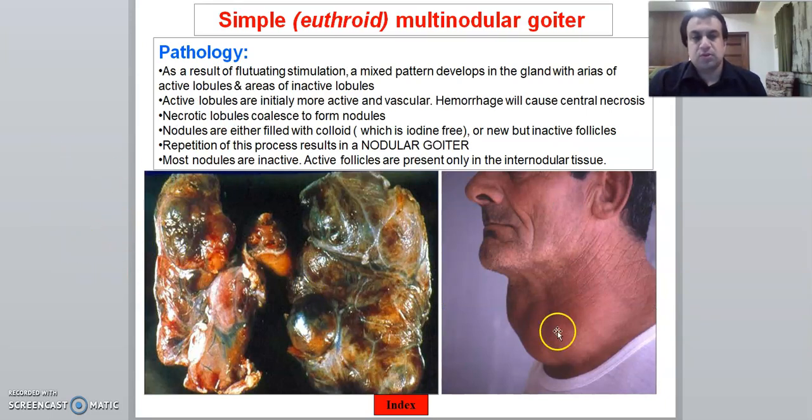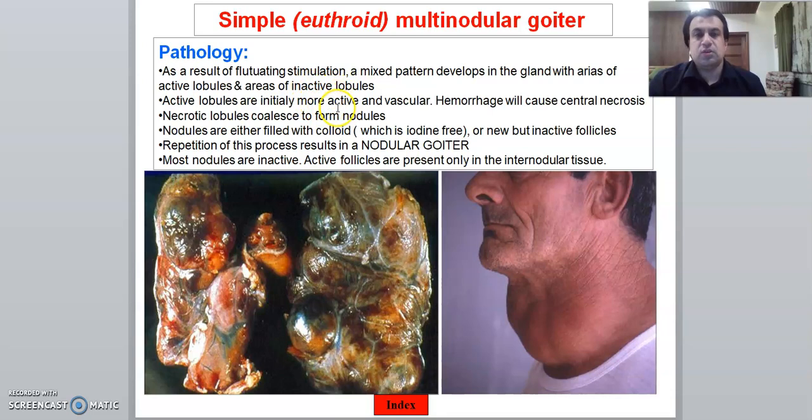As you can see in the picture, this is the multinodular goiter, which is euthyroid. It means that though this gland is so much enlarged, the thyroid hormones are still within normal limits. It results in fluctuating stimulation and a mixed spectrum developing in the gland, with both inactive and active lobules.